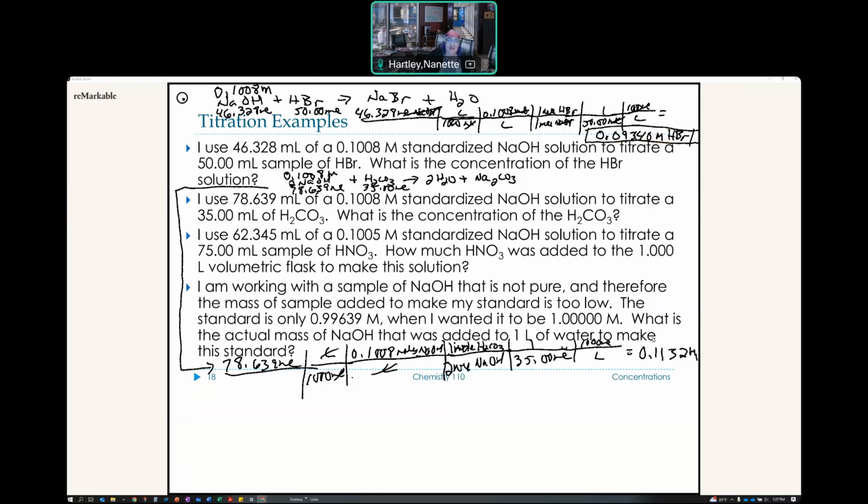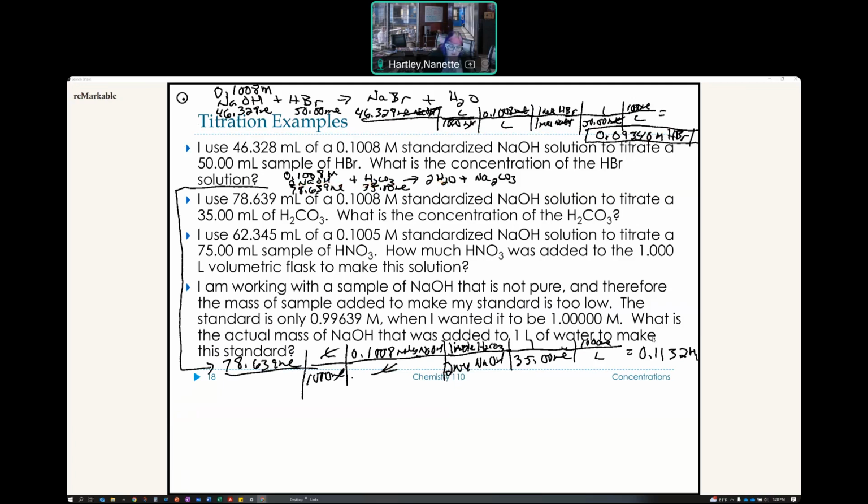For my next question, I used 78.639 milliliters of a 0.1008 molar standardized NaOH solution to titrate a 35 milliliter sample of H2CO3. What's the concentration of the H2CO3? First, we need a balanced equation. I have my NaOH reacting with H2CO3, and that gives me H2O and Na2CO3. Because this is an Na2, I know that I need 2 NaOHs over here. If I have 2 OH groups, I need 2 H groups, which I have, and that then produces 2 H2Os. And so that's my balanced equation.